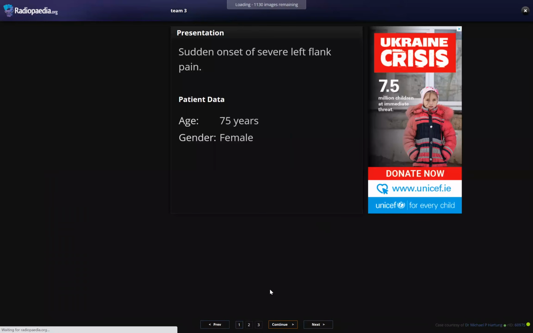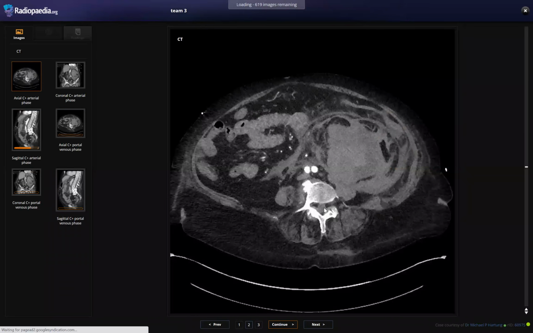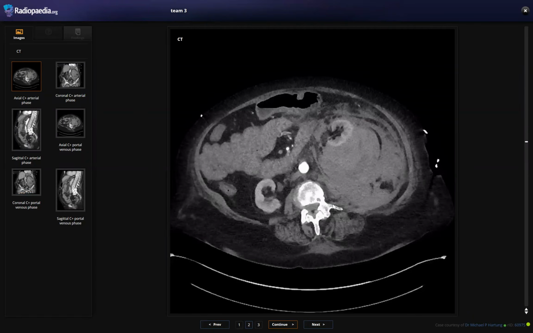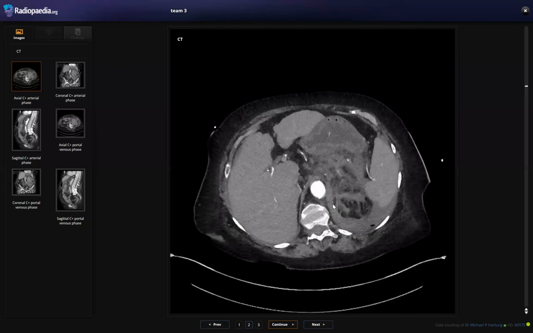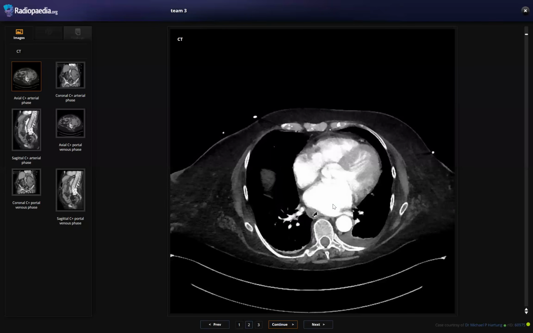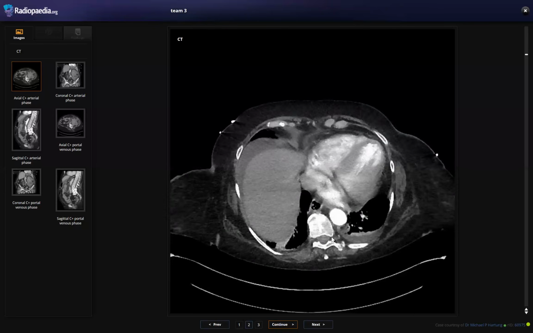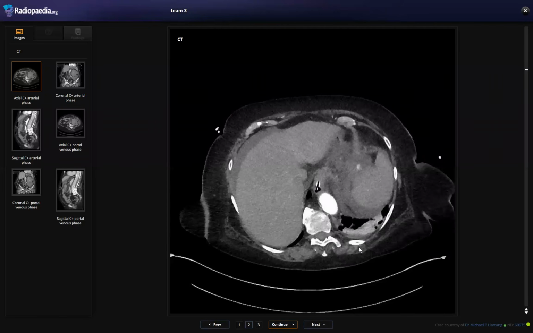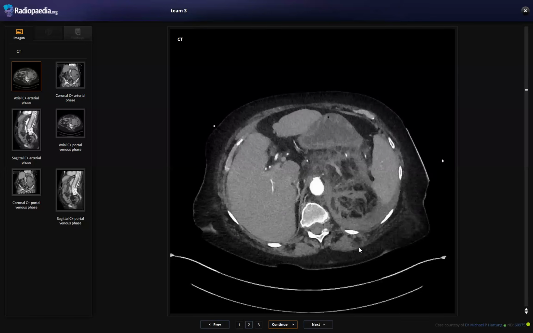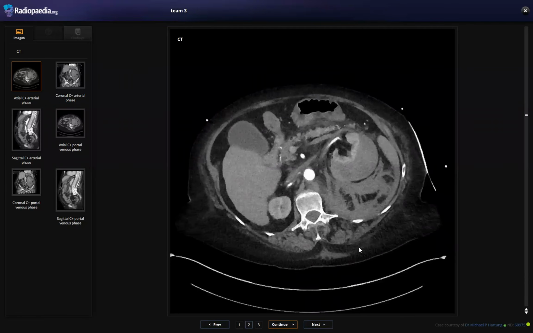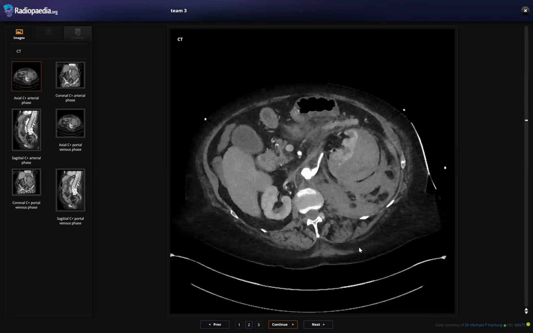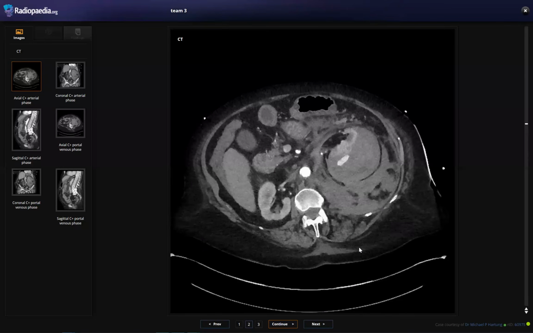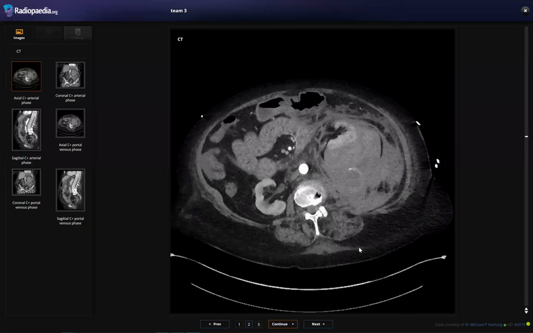75 years old female, sudden onset of severe left flank pain. Okay, I'm provided with the contrast enhanced CT scan of the abdomen in a 75-year-old patient presenting with severe abdominal pain. I'm scrolling from cranial to caudal, and there is evidence of pleural effusion on the left side. There is generalized ascites, and there is a large heterogeneous collection noted in the left side of the abdomen, in the retroperitoneum. It appears to be of high attenuation, representing hemorrhage.